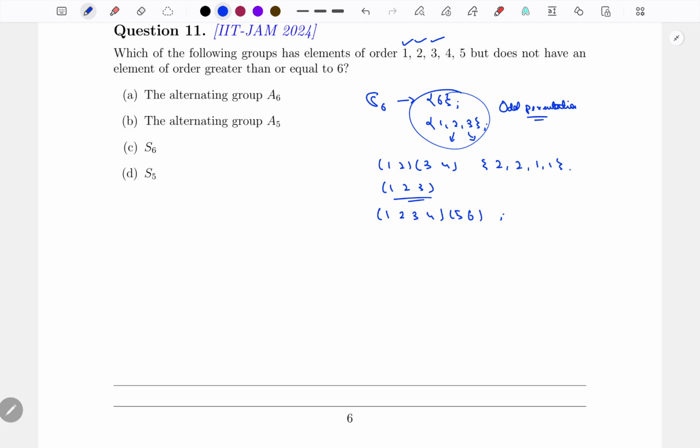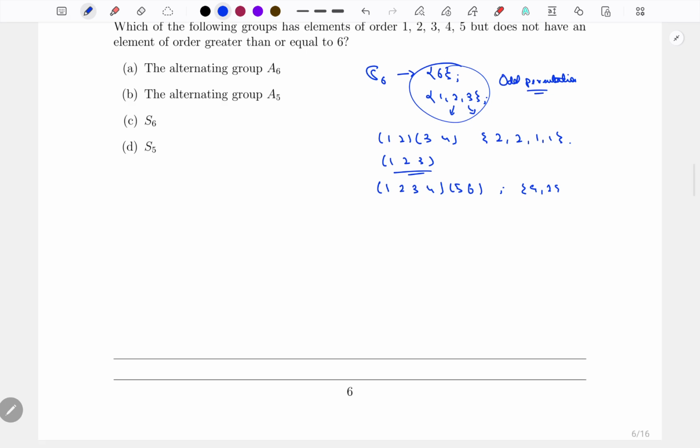And what should be its order? Its cycle decomposition is 4, 2. So its order is the LCM of 4 and 2, which is 4. So it's of order 4. What about 5? You can take a 5 cycle, 1, 2, 3, 4, 5. It's an odd cycle, so it's an even permutation. So A6 will work.